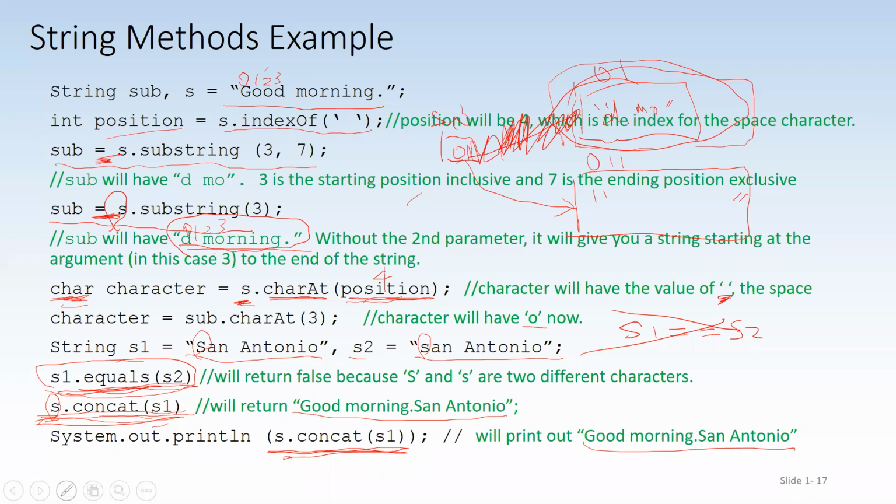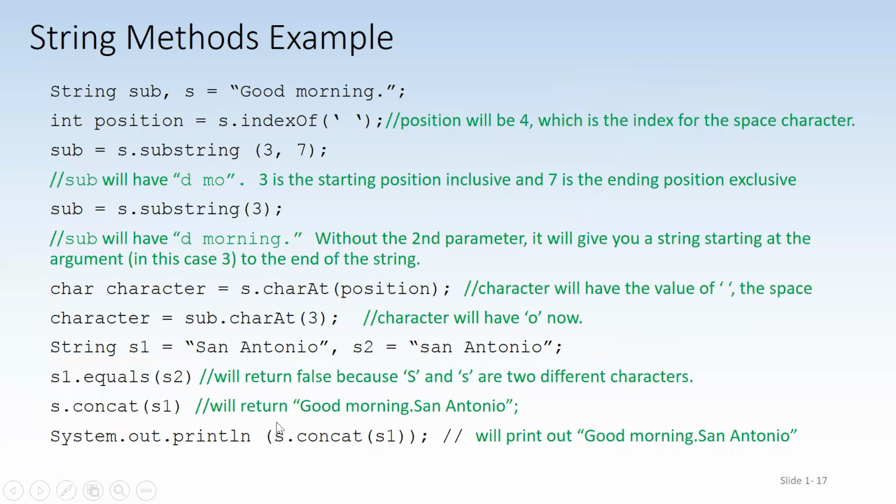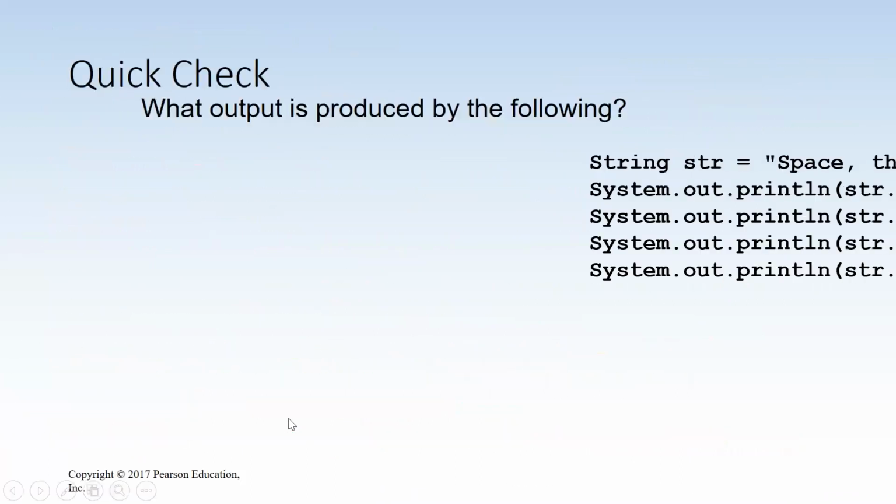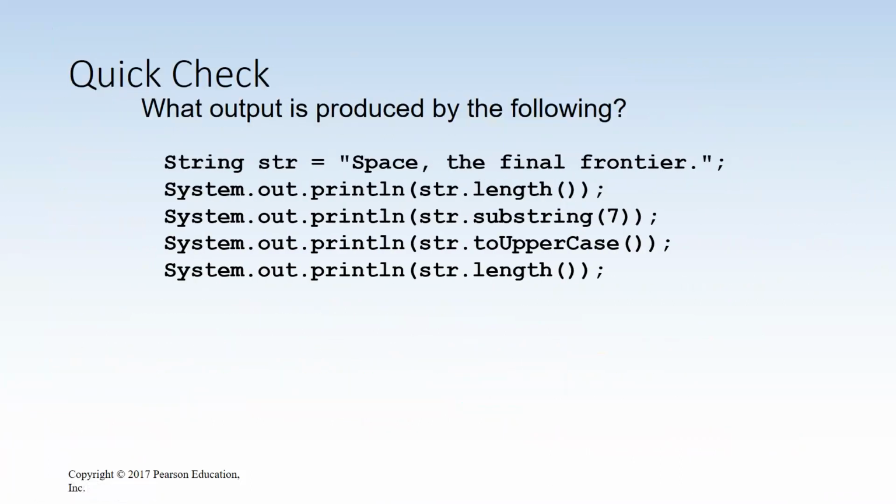This is such a messy slide. I'm going to erase everything. What output is produced by the following? This is simply some review, right? This is asking about the length. So you will just count, including the space, including the punctuation and everything. That will give you the number it will print out.